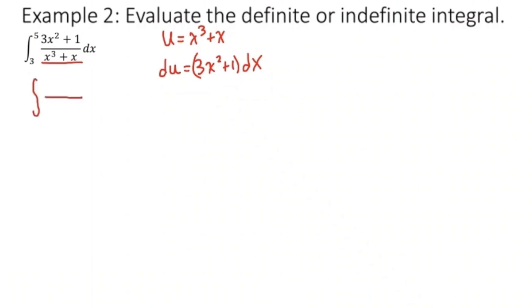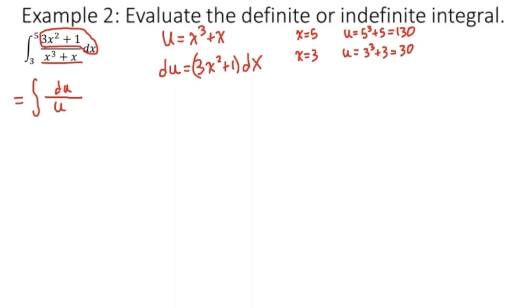So checking to make sure our integrand can be written in terms of u, our denominator is what we made u. As for the numerator, 3x squared plus 1 and dx are du. So we have the integral of du over u. Since we were able to rewrite our integrand in terms of u, let's change our bounds. Our upper bound for x was x equals 5, which means u would be 130. Our lower bound was 3, which means our new lower bound will be 30. So now we have to evaluate the integral from 30 to 130 of du over u.